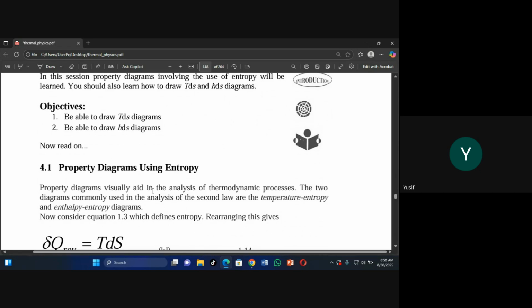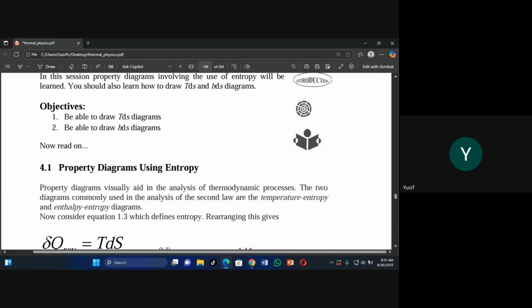Property diagrams usually aid in the analysis of thermodynamic processes. There are two diagrams commonly used in the analysis of the second law of thermodynamics: temperature-entropy and enthalpy-entropy diagrams. So when I'm talking about the diagrams that help in analyzing the second law, they are always either temperature-entropy change or enthalpy-entropy change.